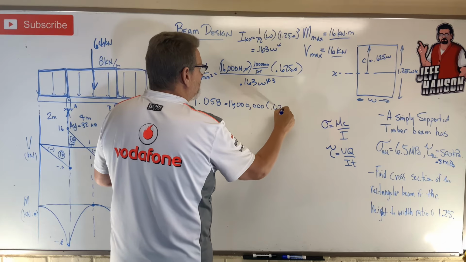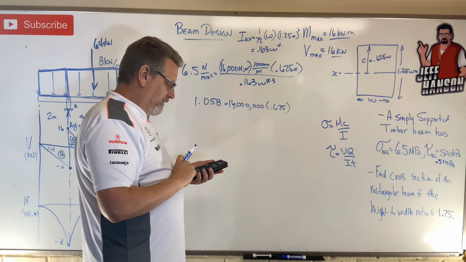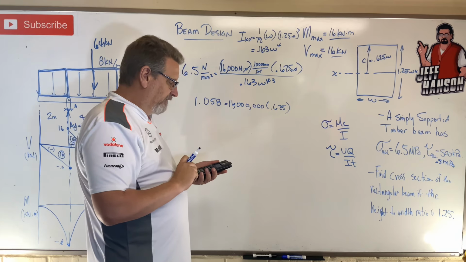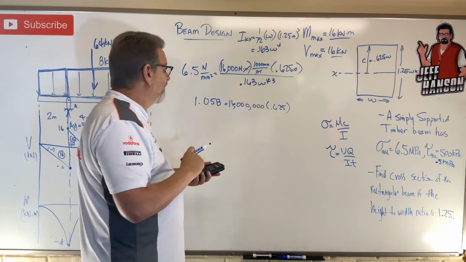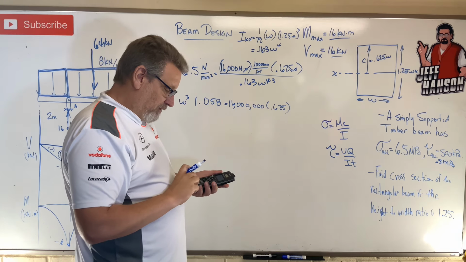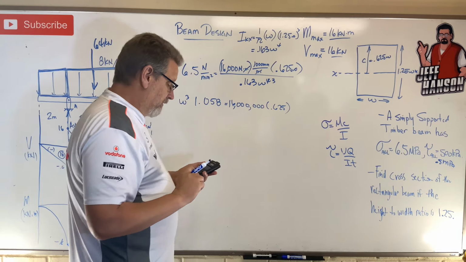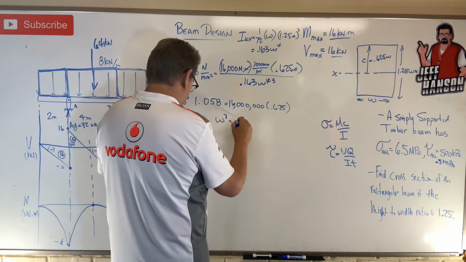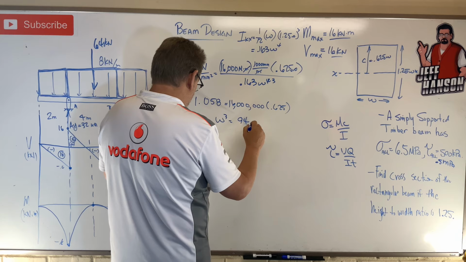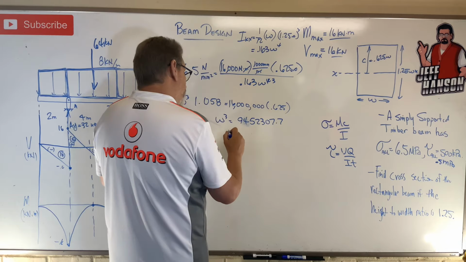Times 0.625. Okay, so 16 million times 0.625 divided by, oh, and I forgot this, didn't I? W cubed divided by 1.058, or I'll just put answer. Oh, that's a big number. So W cubed equals 523.07. Cube root of that equals.